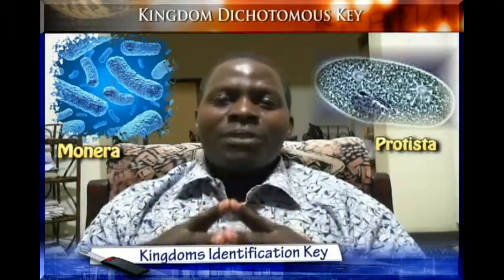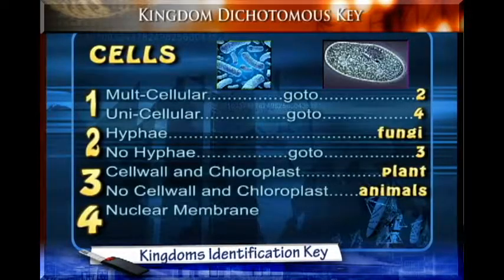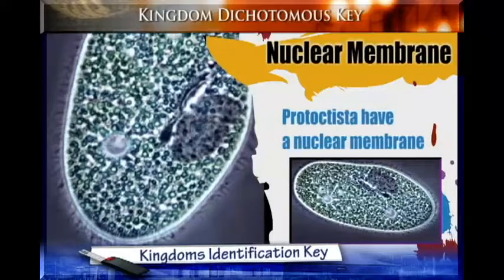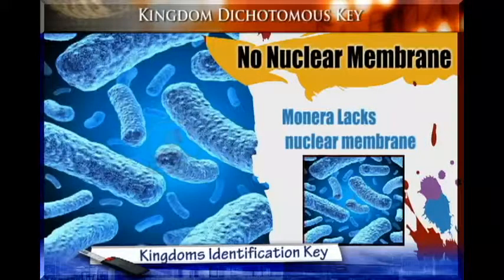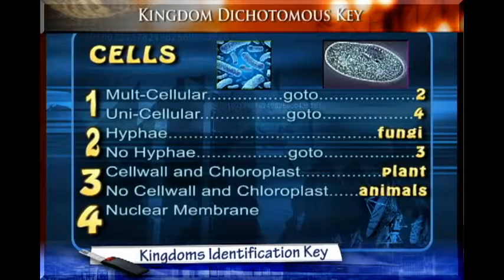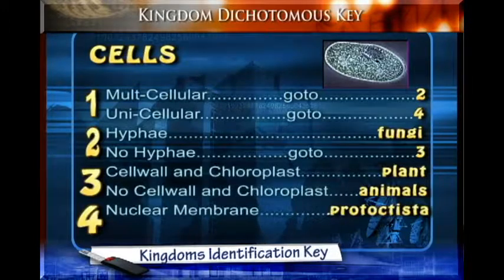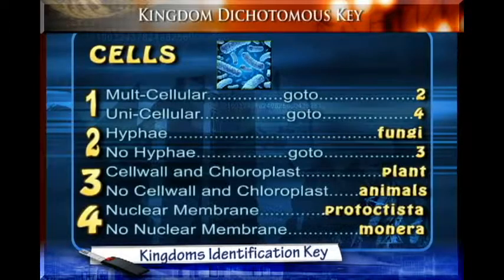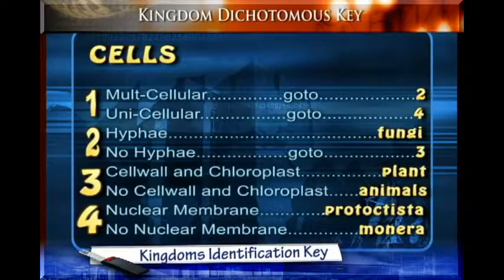Now we ask ourselves a question: which one of the following has a nuclear membrane? And you'll find that the one which has a nuclear membrane is the Protoctista, and the one which does not have a nuclear membrane is the Monera. So on the question of which one of the following has a nuclear membrane, we put the Protoctista. And at the end of the question of which one of the following has no nuclear membrane, we put the Monera. I think that one has been very easy for all of us to identify the different kingdoms that we have.